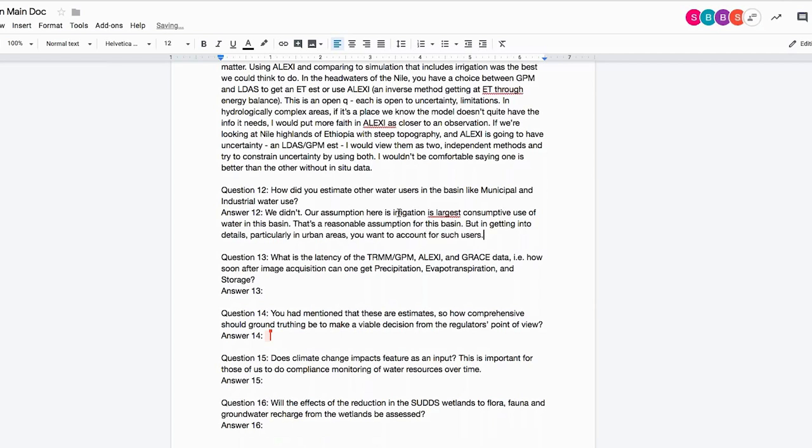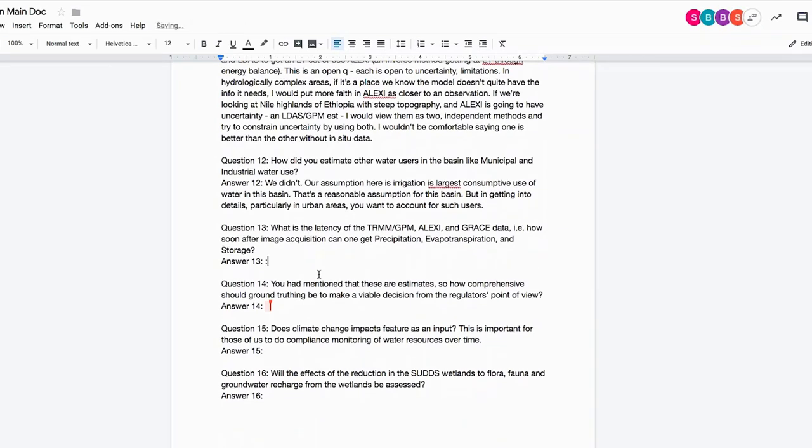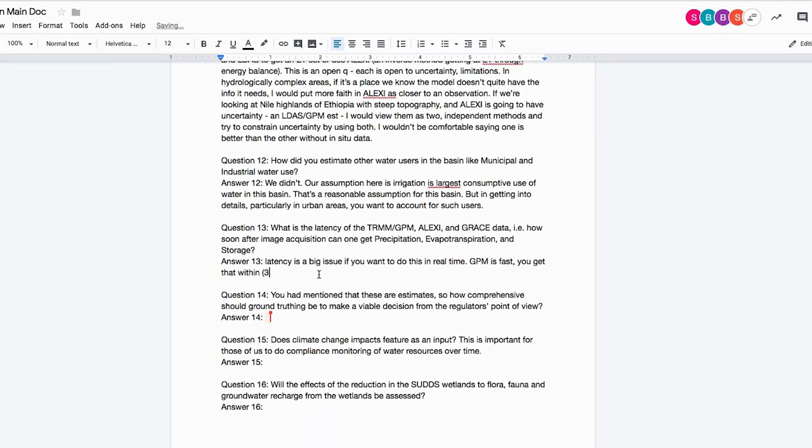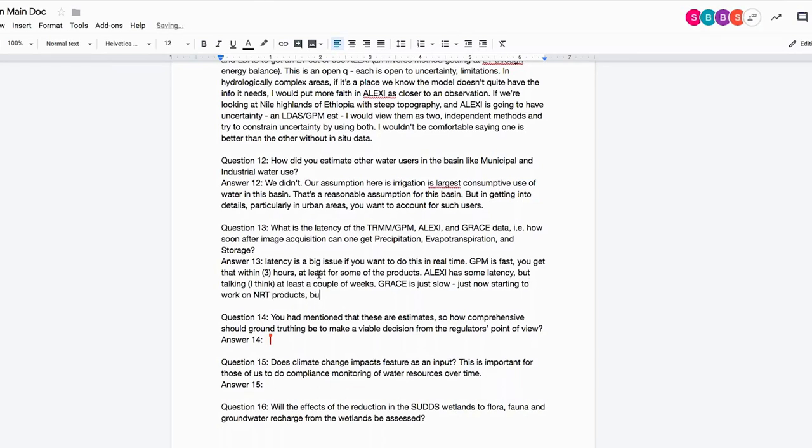Another question, what is the latency of GPM, ALEXI, and GRACE data? So latency is a big issue here if you want to do this in real time. GPM is fast. You get that within hours, at least some of the products, so you can get precipitation in real time. ALEXI has some latency. I apologize, I don't know the exact latency of the various ALEXI products, but I think we're talking at least a couple of weeks. And GRACE is right now quite slow. They're just starting to work on some real-time products, but the standard GRACE products often run a couple of months behind. So they're much more useful for retrospective analysis than for real-time monitoring right now.